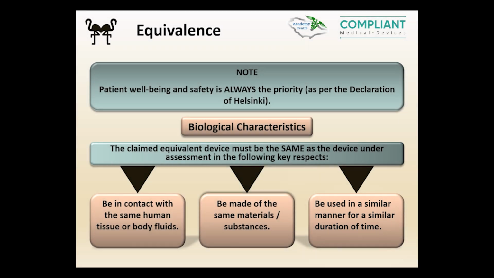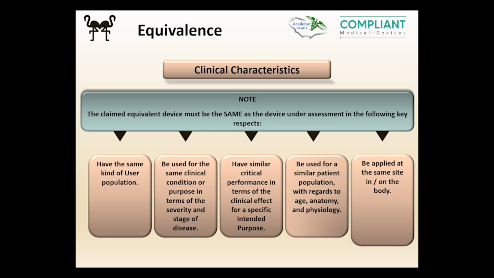For clinical characteristics, the claimed equivalent device must be similar to or the same as the device under assessment in the following areas: a similar patient population in terms of age, anatomy, and physiology, the same kind of user population, the same clinical condition or purpose, applied at the same site in or on the body, and a similar clinical performance.